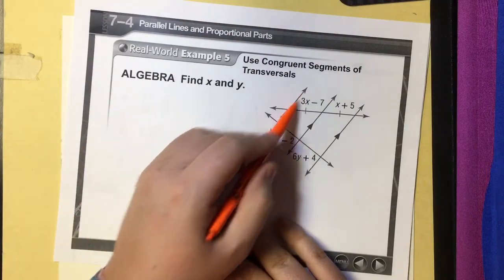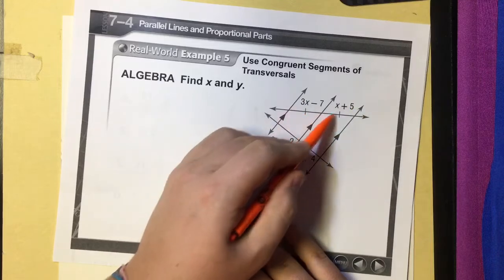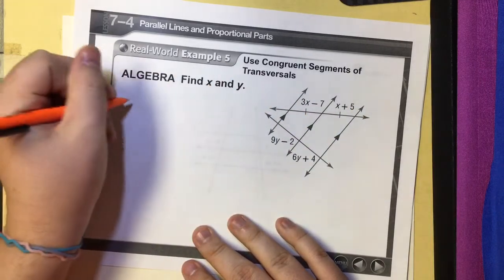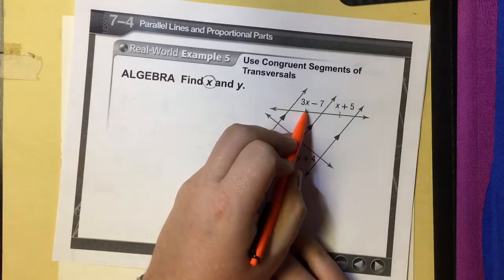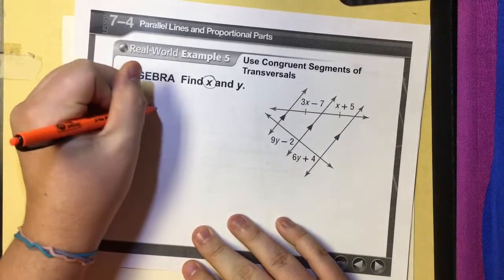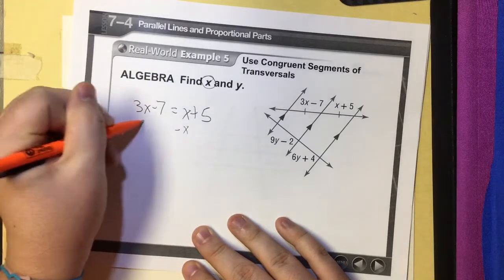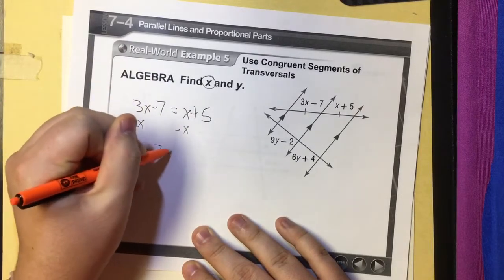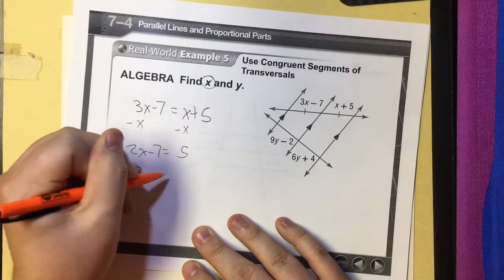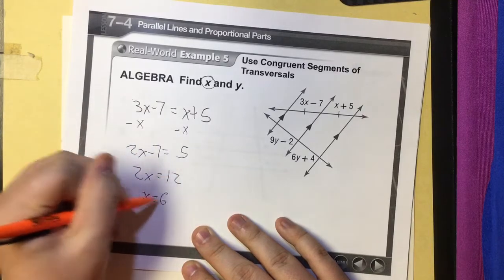So we have parallel lines. These two pieces are congruent, so to find x, since congruent means they're equal, 3x minus 7 equals x plus 5. Subtract your x. 2x minus 7 equals 5. 2x equals 12. x equals 6.